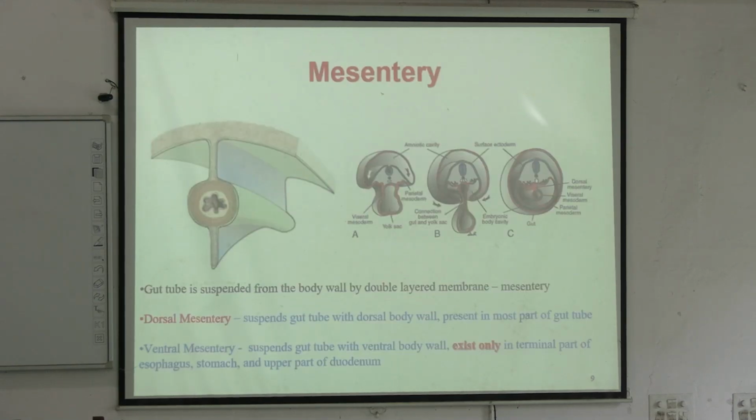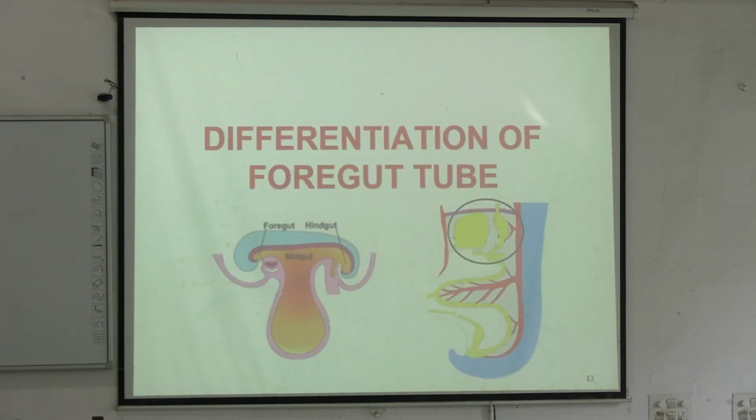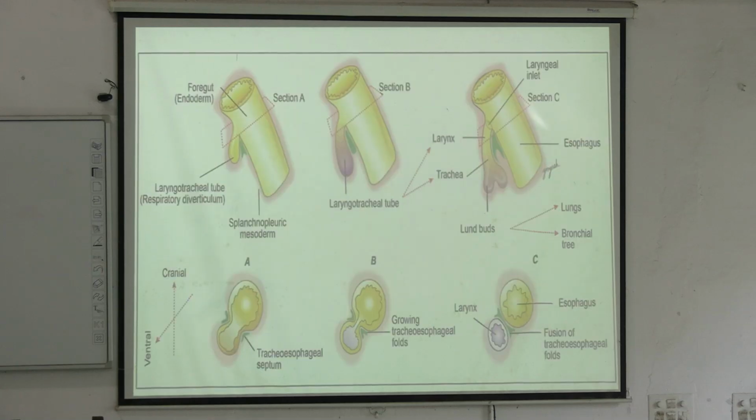Out of that, the primitive foregut has one important clinical problem that we call tracheoesophageal fistula. The upper part which transforms into the esophagus has to be separated from the respiratory diverticulum, from where the lung bud eventually grows. So within the primitive foregut tube, we have to develop a partition, which we call the tracheoesophageal septum. If we do not have a proper tracheoesophageal septum separating the trachea from the esophagus, we may have a problem called tracheoesophageal fistula.